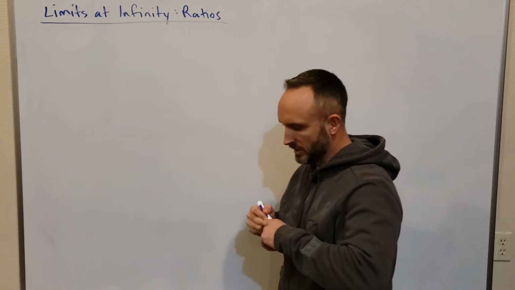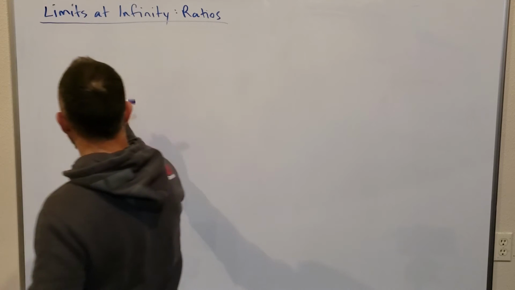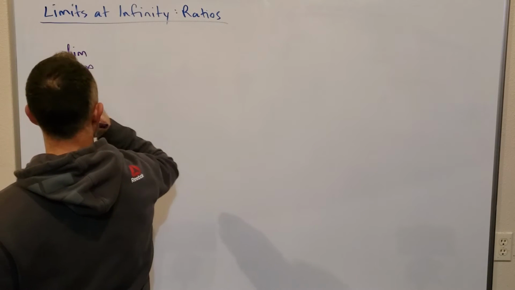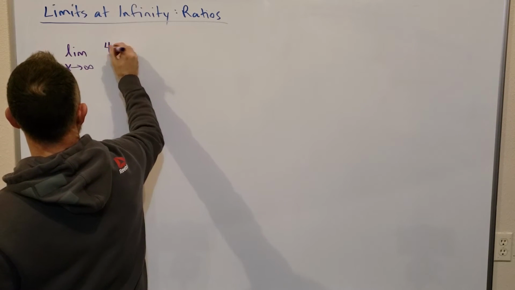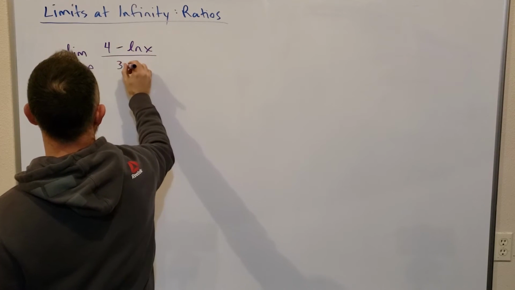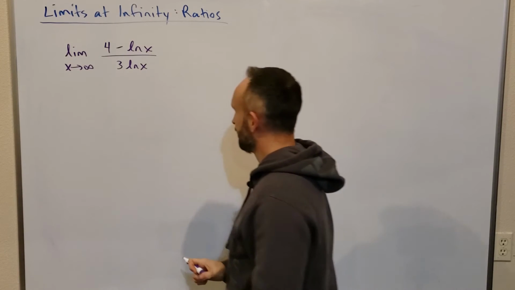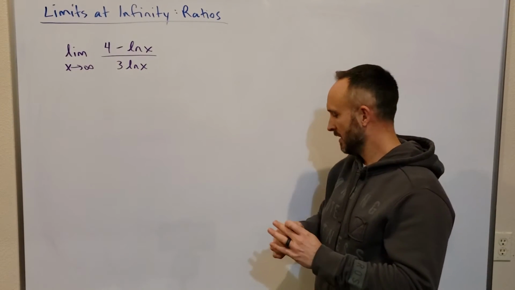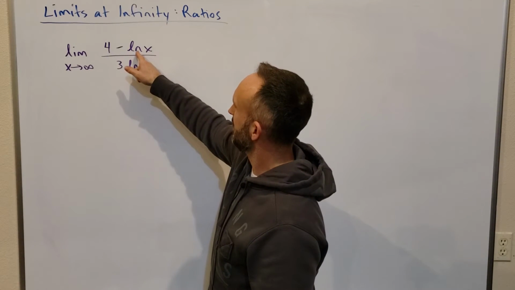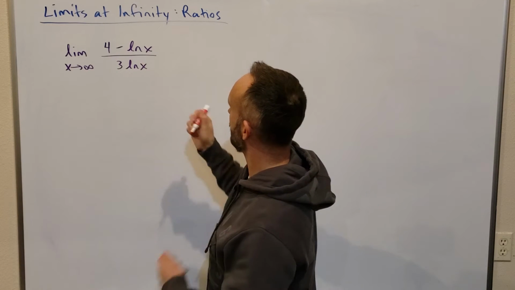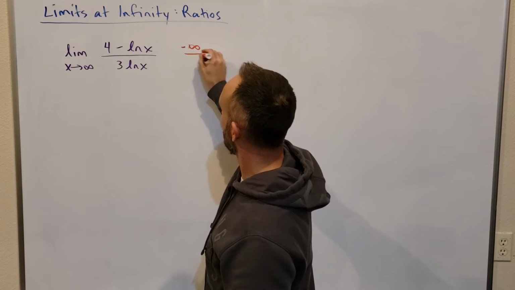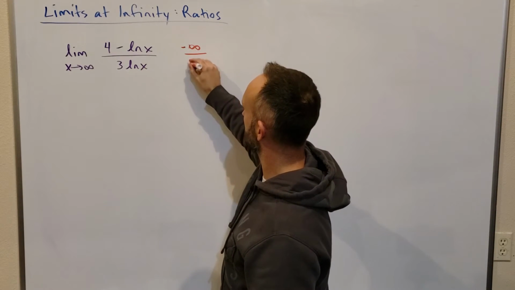Okay, so let's look at another example here. Let's take the limit as x goes to infinity of 4 minus the natural log of x over 3 times the natural log of x. And this is the same problem. If you were to look at this for infinitely large values of x, this guy goes to infinity and this guy goes to infinity. So on top we'd have 4 minus infinity, which is negative infinity. And on the bottom we'd have 3 times infinity, which is positive infinity.